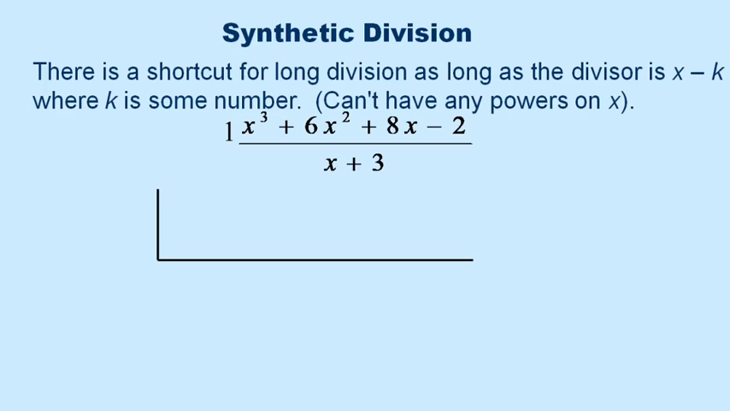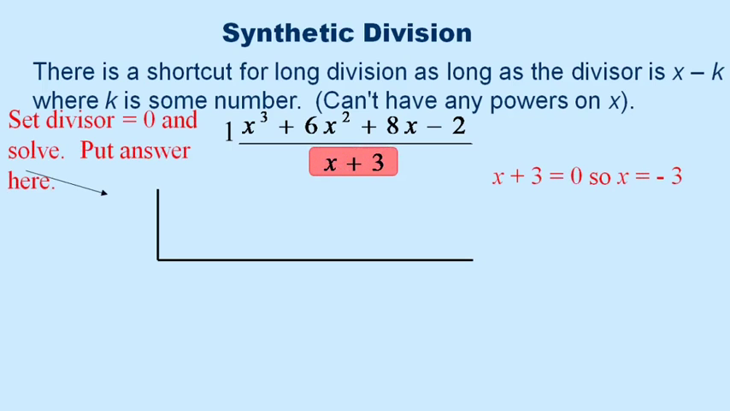So here we have a problem on our screen: 1x cube plus 6x square plus 8x minus 2 upon x plus 3. Basically, the numerator is one polynomial and the denominator is another polynomial. We need to divide the polynomial given in the numerator by the polynomial given in the denominator.